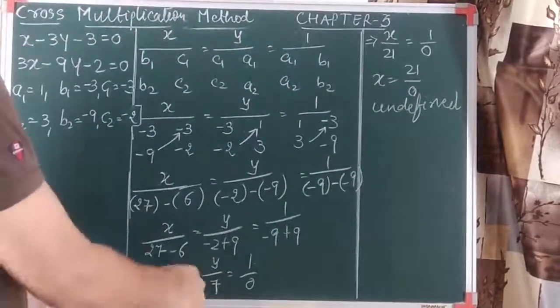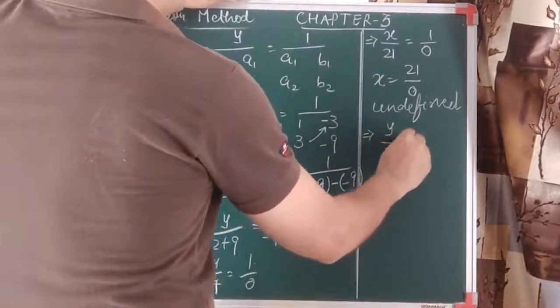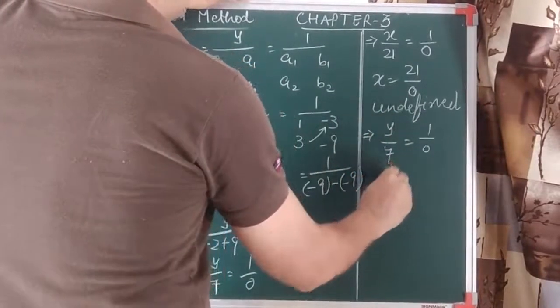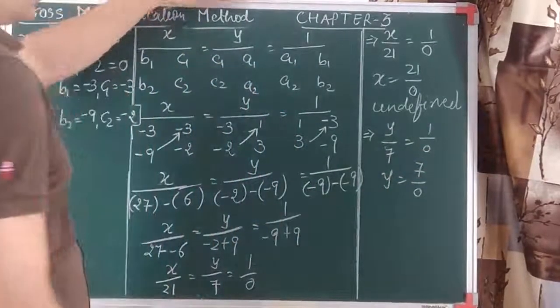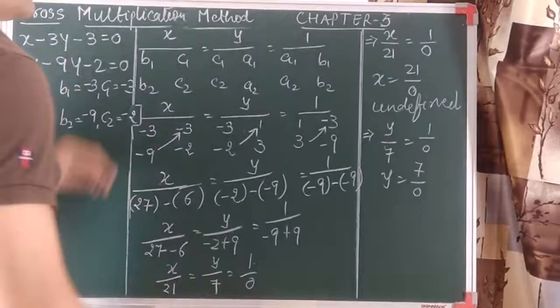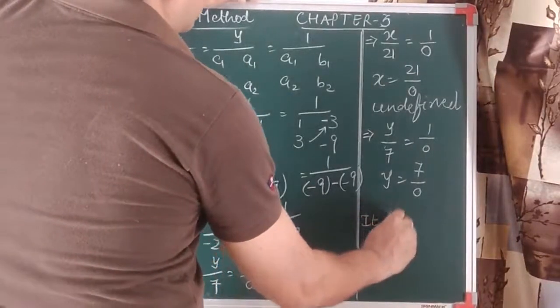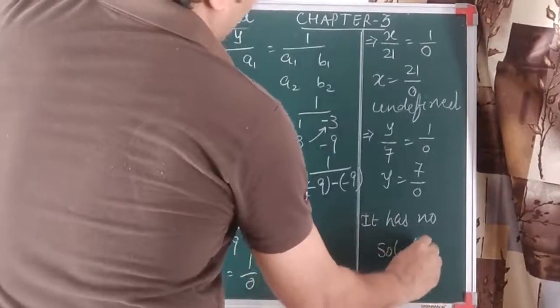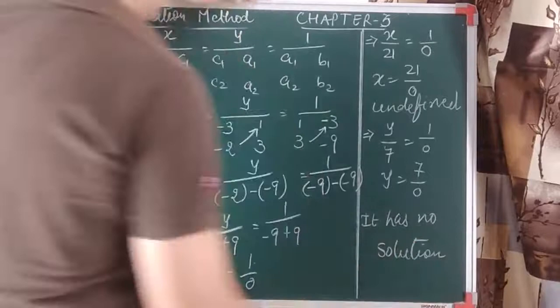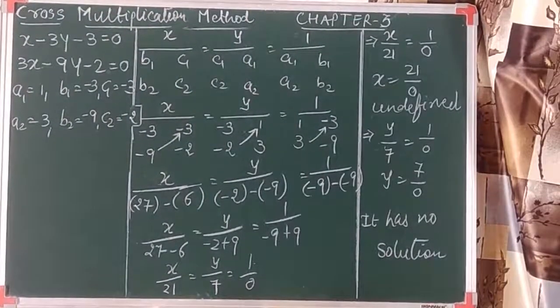Fine. The same way when you go for this, y upon 7 equals 1 upon 0. So y equals 7 upon 0. So again as it is undefined, this undefined is not considered as a solution. So we can say that it has no solution. So this is the answer. The pair of linear equations has no solution.